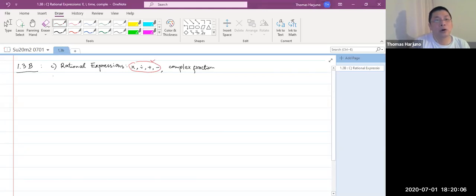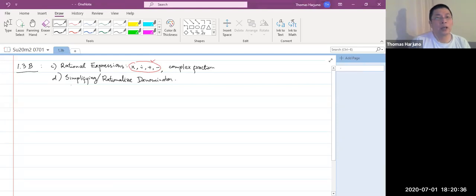And then later on, we will also do simplifying or rationalizing the denominator. And then we will have some extra difficult combo topics.